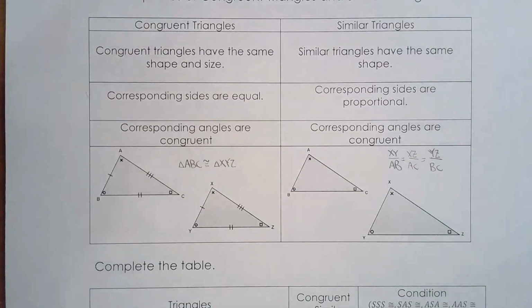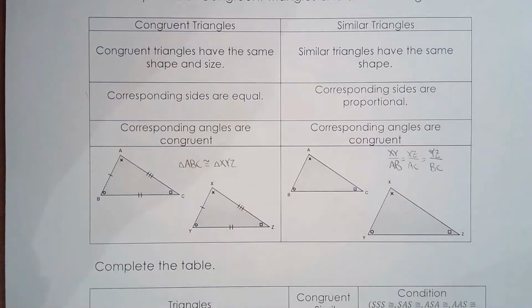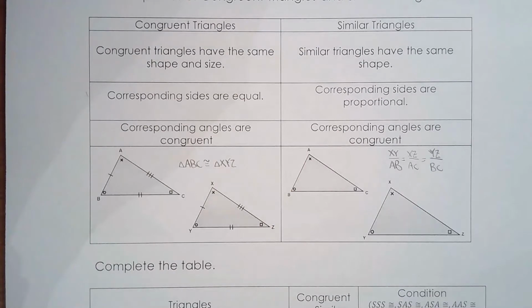The corresponding sides must be proportional. If this is true, then the two triangles must be similar. And if the corresponding angles are congruent, then they must be similar. I don't know if they're congruent, but I definitely know they're similar.